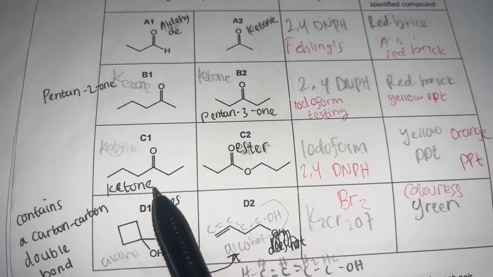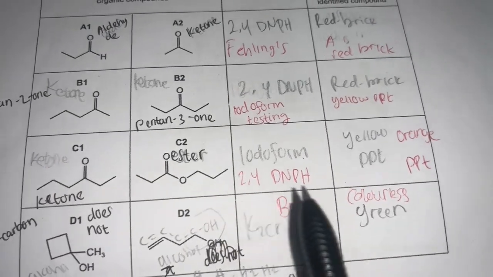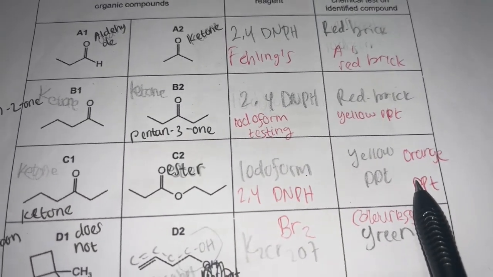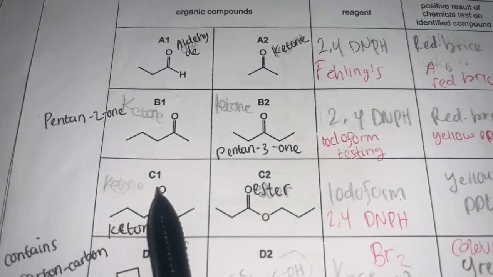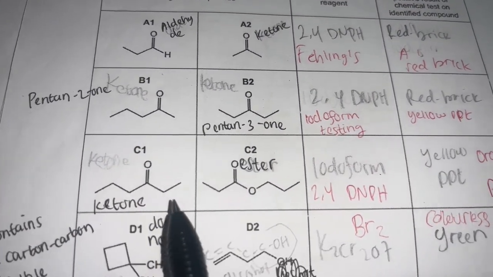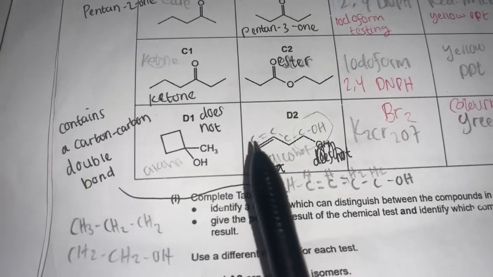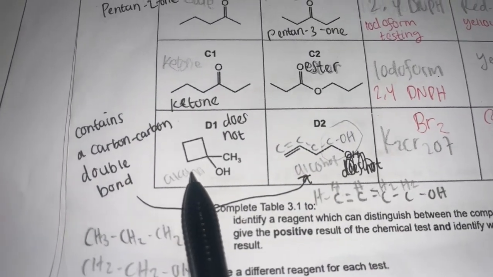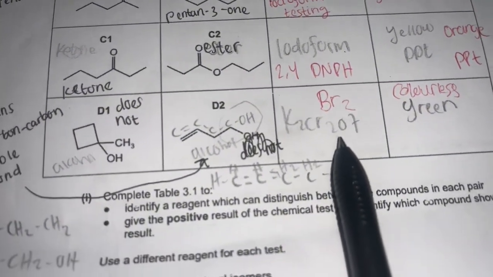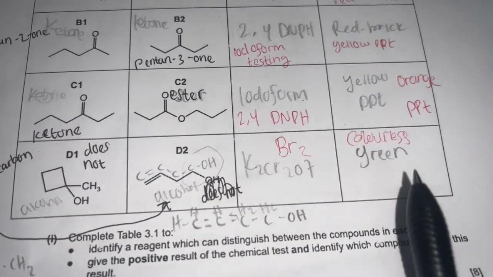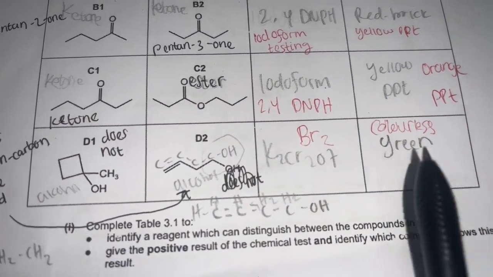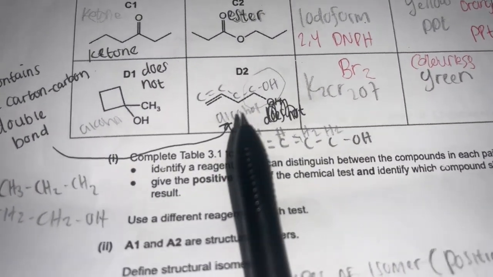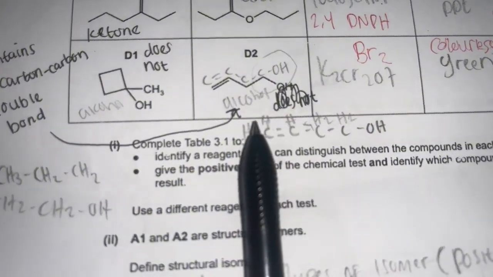Number 3, C1 is ketone and C2 is ester, and the reagent we need is 2,4-DNPH. The result is an orange precipitate shown by C1 because ketones contain carbonyl groups. Esters do not react. Number 4, D2 contains a carbon-carbon double bond and D1 does not. The reagent we need is bromine water, and the positive result will become colorless, shown by D2. The reason is because alkenes undergo addition reaction.